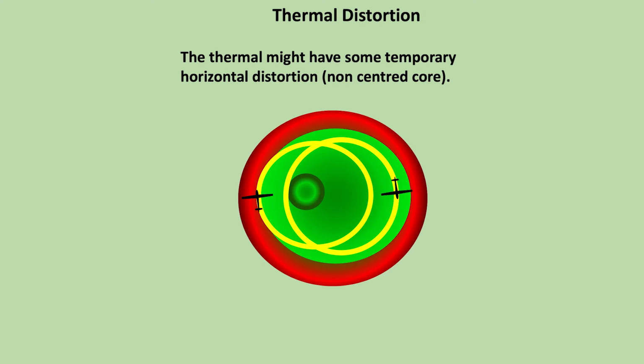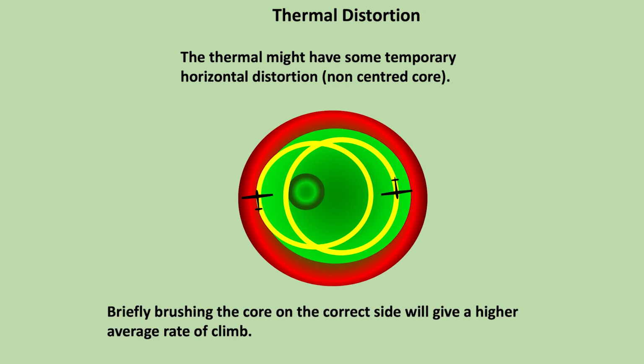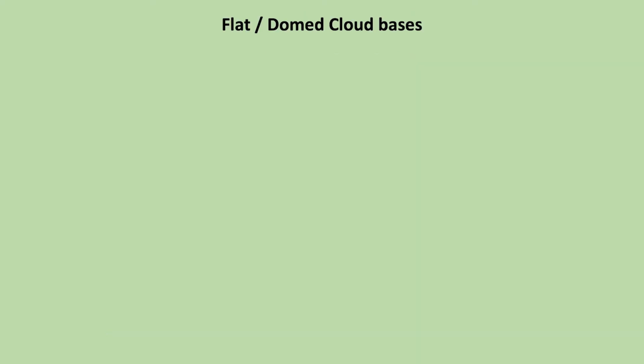This is where we were, and we can see where we've moved to. Briefly brushing the core on the correct side will give a higher average rate of climb. It gives you a chance to climb into the core, which will rebalance itself a little higher up.